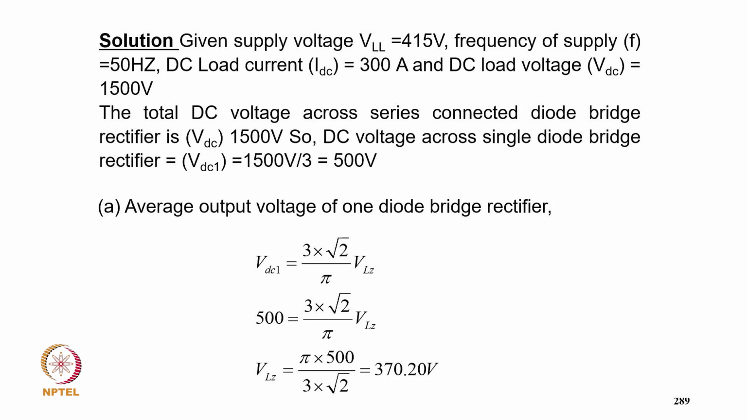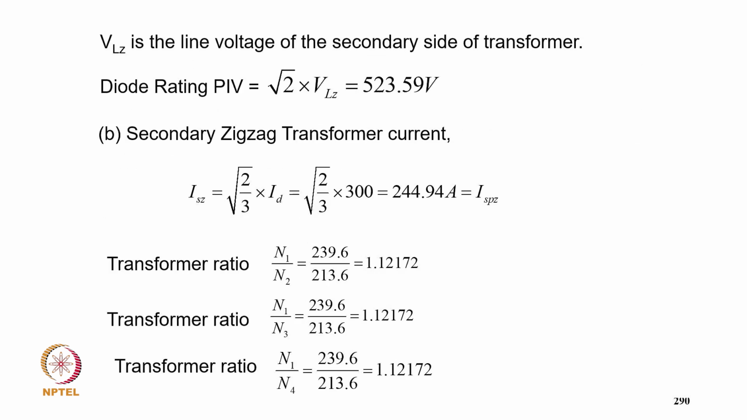So the DC voltage across a single diode bridge is 1500 by 3, that is 500. So the average output voltage of each diode bridge is VD equal to 3 root 2 by pi times VLZ. So by putting values, VLZ comes equal to 370.2 volt, and VLZ is the line voltage of the secondary side of the transformer. So diode rating PIV is root 3 VLZ, that is 523.59, and for the secondary zigzag transformer connection, the current is root 3 by root 3 ID, that becomes 244.94 ampere, and transformer turns ratio N1 upon N2, 239.6 divided by 213.6, that becomes 1.12172.